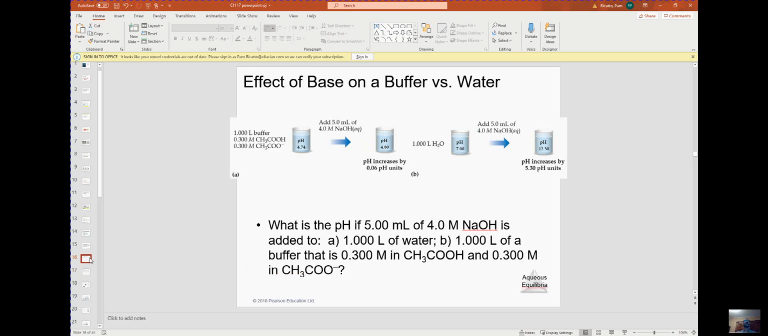So this graphic that's in the textbook is incorrect. This should not be 12.3. This should be 11.3. Okay, it goes up 4.3 pH units, not 5.3 pH units.